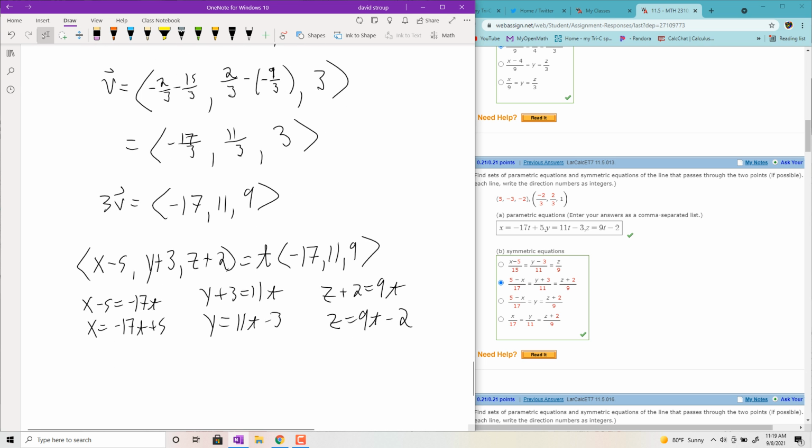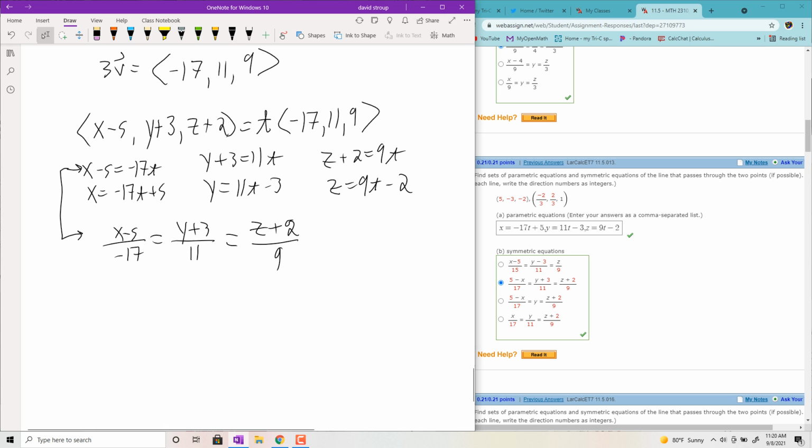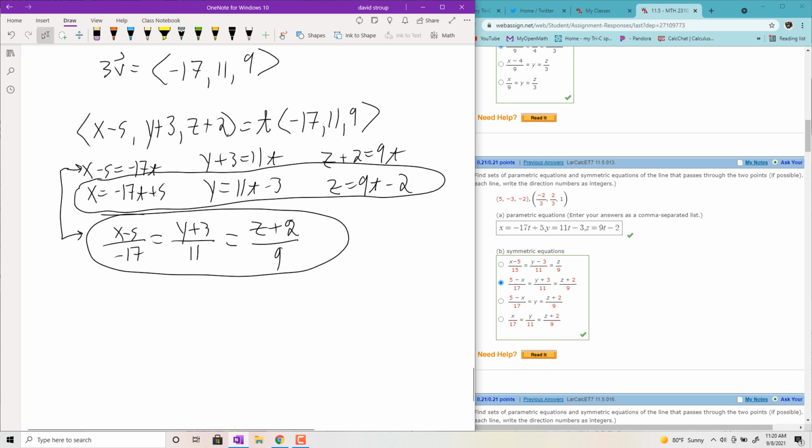Then you need the symmetric form. Working with these, you get t equals x minus 5 over -17. t equals y plus 3 all over 11. And then t equals z plus 2 all over 9. So that would be the parametric equations here, and then the symmetric equations here. Okay, so there's that.